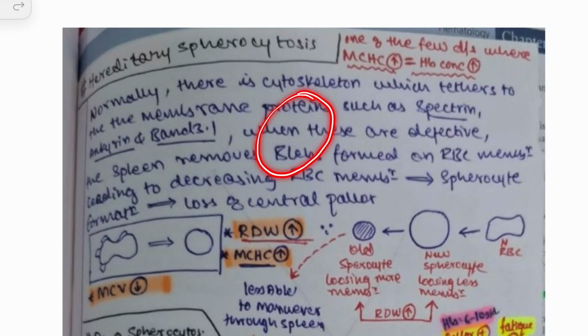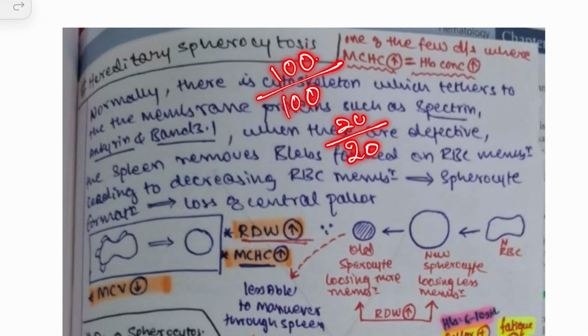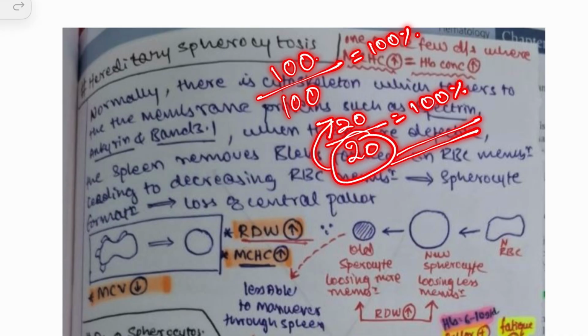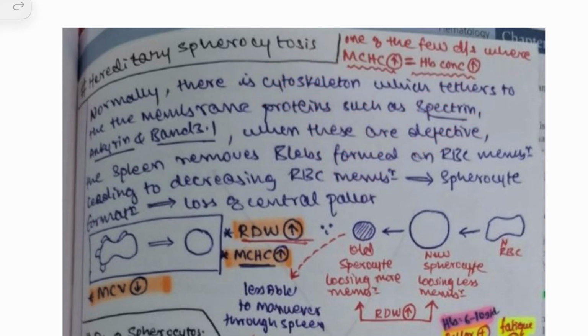Because what is percentage? Suppose you are saying 100%, what does that mean? If the paper is for 100 marks, you have got 100 marks. If the paper is for 20 marks, you have got 20 marks. In both cases it is 100% only. So percentage is based on relatability. How much one is related to the other? How much part of this is this part? So that is hemoglobin concentration.